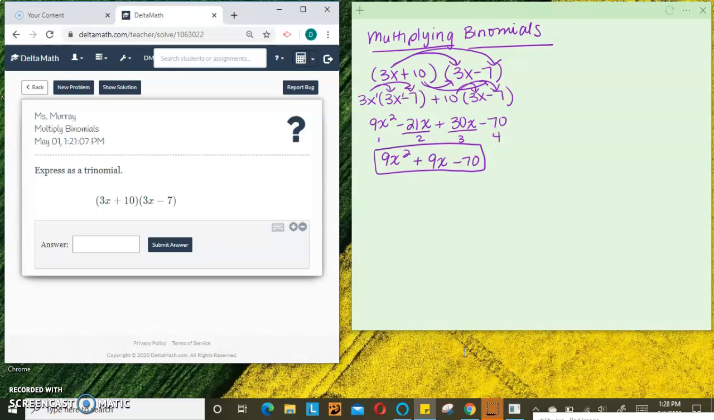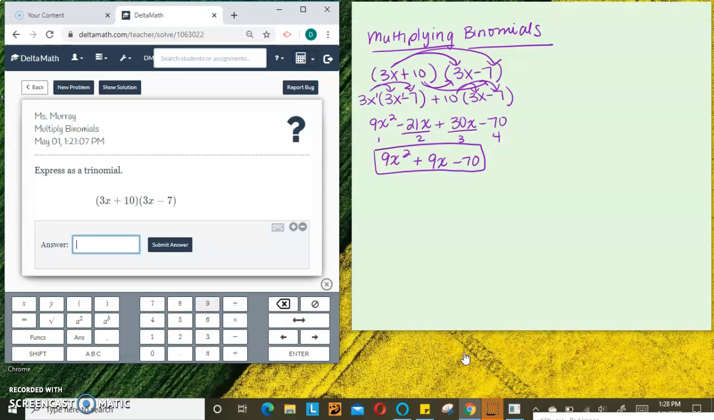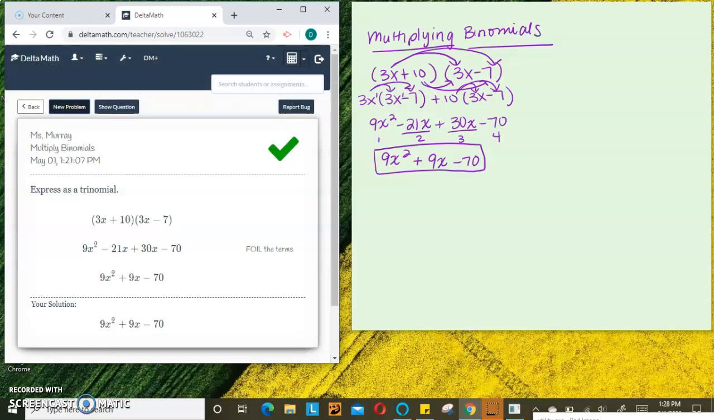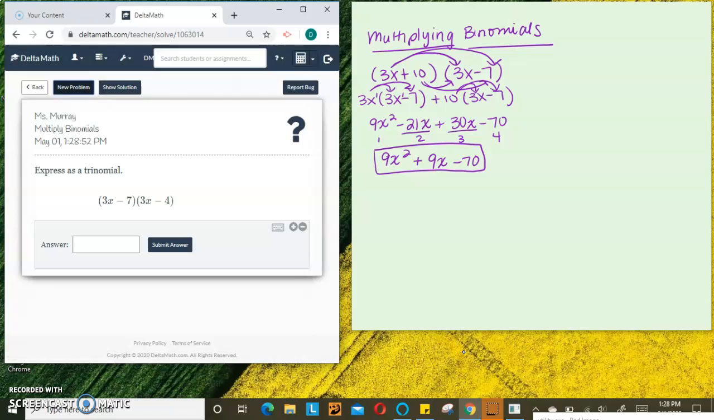Okay, so I come over here and I have 9x squared plus 9x minus 70. If you notice in the instruction, it says express as a trinomial. Well, a trinomial is a special polynomial that specifically has three terms. So even though when we multiplied we got four terms, because those two middle terms combined, we ended up with a polynomial with three terms. All right, let's submit the answer. We're good. Let's try another one.